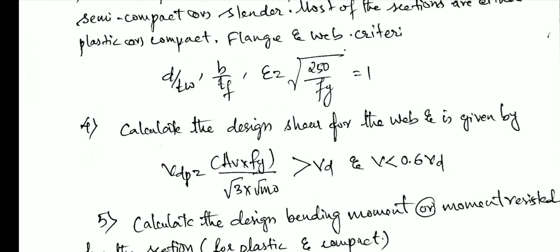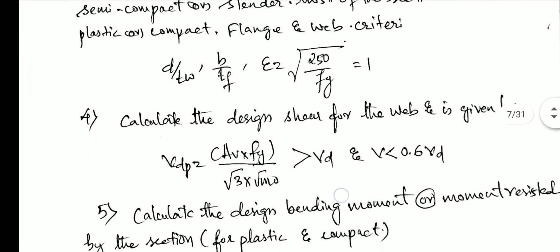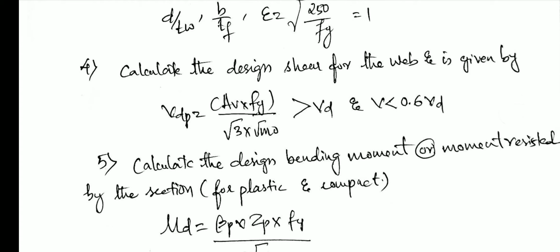Now after that we have to calculate the design shear. Design shear of the web is given in page number 53. Here we have two conditions. One condition is low shear, and the second condition is high shear. What changes? For low shear, the bending moment equation is one form; if it is high shear, the bending moment equation will change. I will show you in the problem.